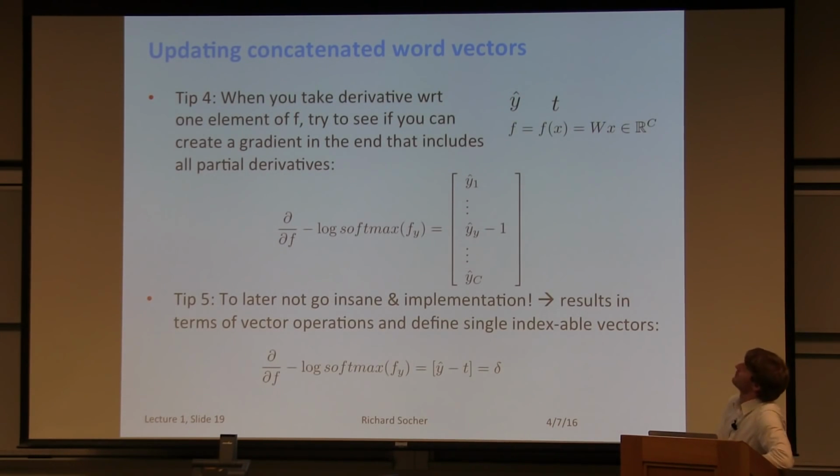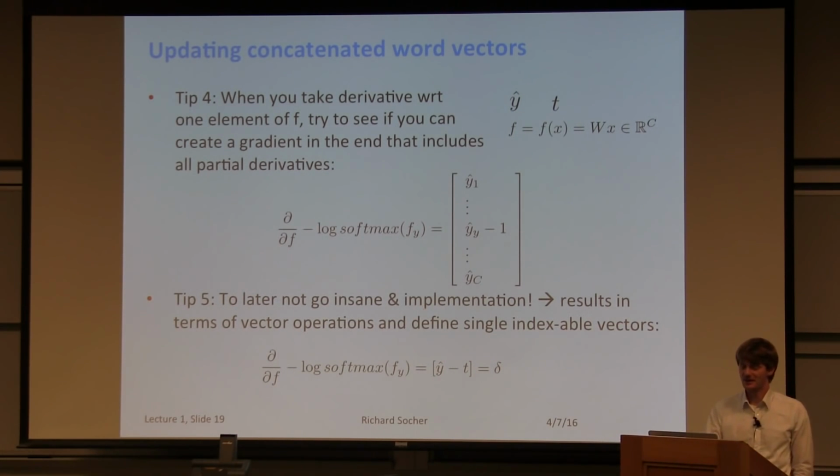All right, tip number 4. When you take derivatives with respect to one element of your vector f, for instance, try to see if you can create the gradient, the final result in the end, by looking at all the partial derivatives. So for instance, you will notice if you just take all the classes that aren't true, so let's say y here is the true class, and 1 to c with y not equal to this exact y, all the wrong classes, then you may basically put this together, and then you see a larger structure.